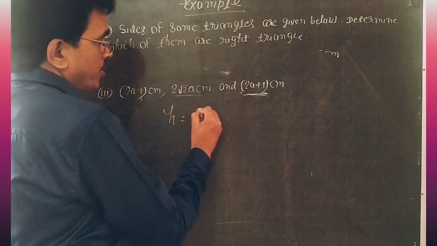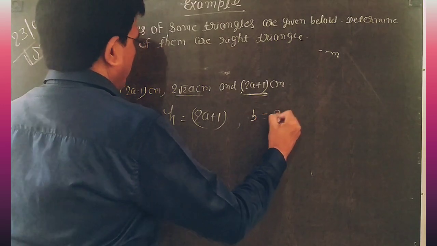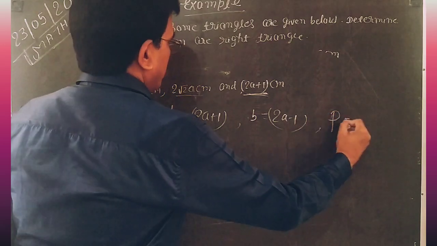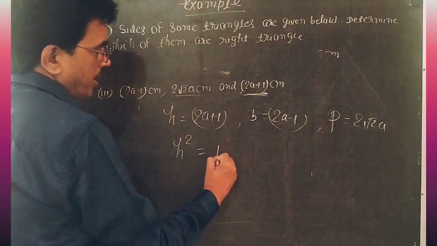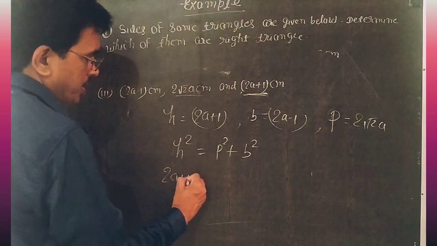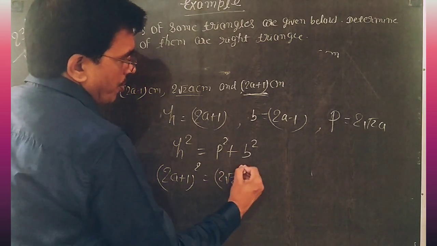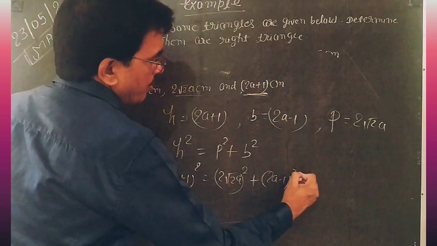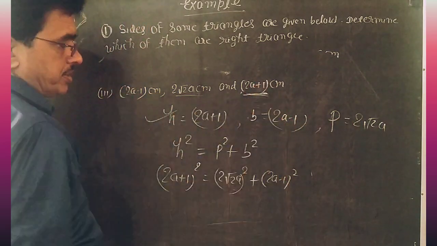So h is 2a plus 1, b is 2a minus 1 and p is 2 root 2a. Now write h square is equal to p square plus b square. What is h square? That is 2a plus 1 whole square. What is p? 2 root 2a whole square, plus b, 2a minus 1 whole square. P or B, no problem, but the hypotenuse is compulsory.